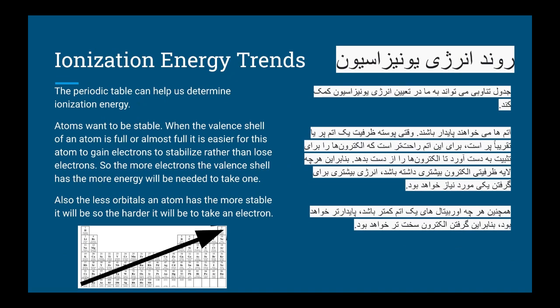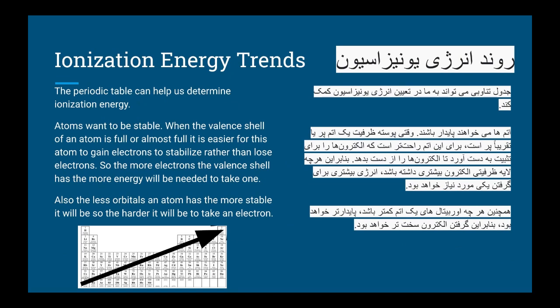Atoms want to be stable. When the valence shell of an atom is full or almost full, it's much easier for an atom to gain electrons in order to stabilize rather than lose electrons. So the more electrons the valence shell has, the more energy you'll need to take an electron, because the atom would rather just gain an electron.